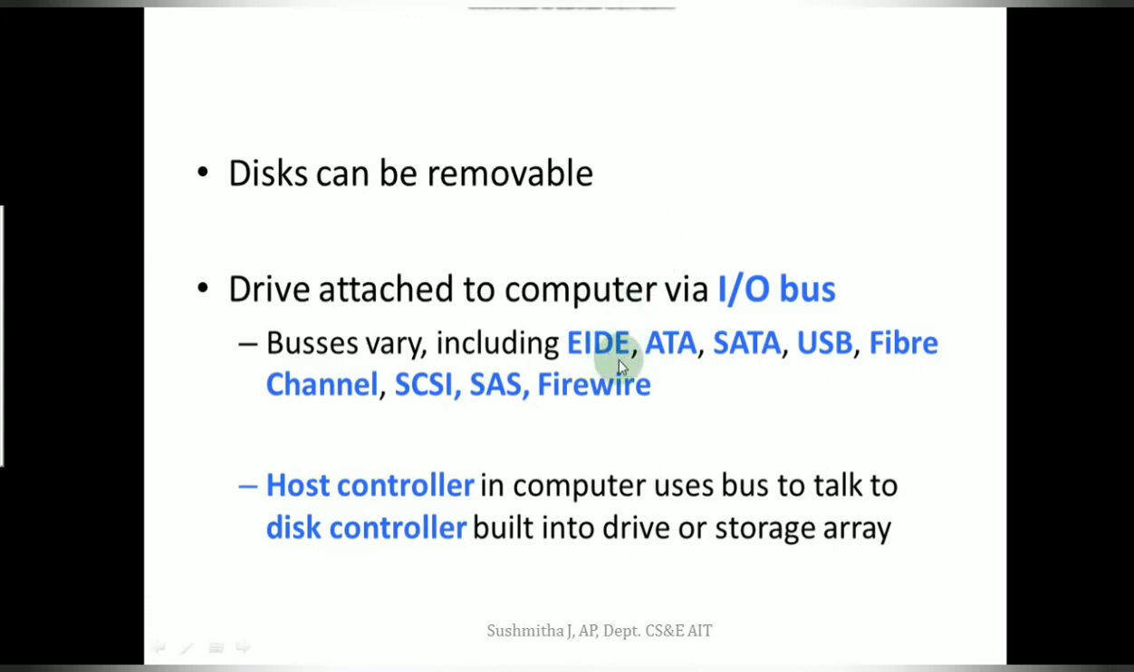IDE is something not in use today. SATA and ATA are in use. And when we go for a very large storage, such as over the network, fiber channel is preferred. These are some of the cabling technologies. These are actually the cables, but these cables follow these protocols, and the protocol the cable follows is where it gets its name from.